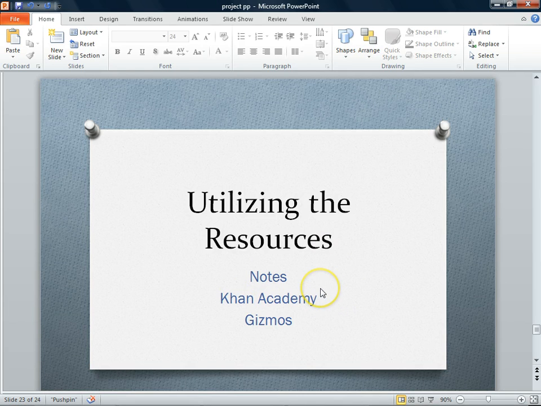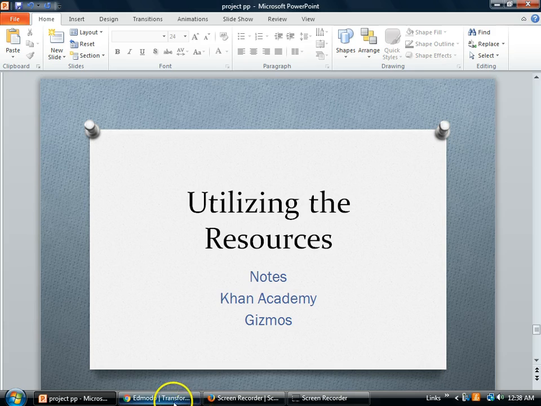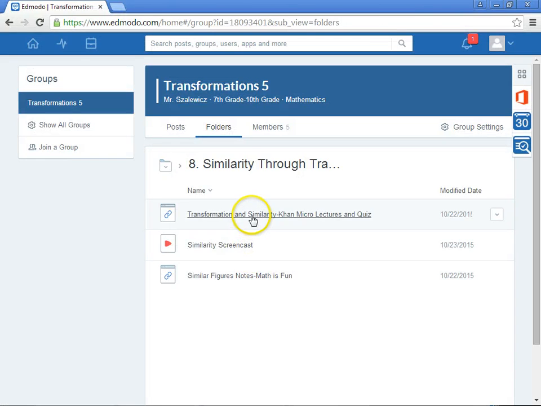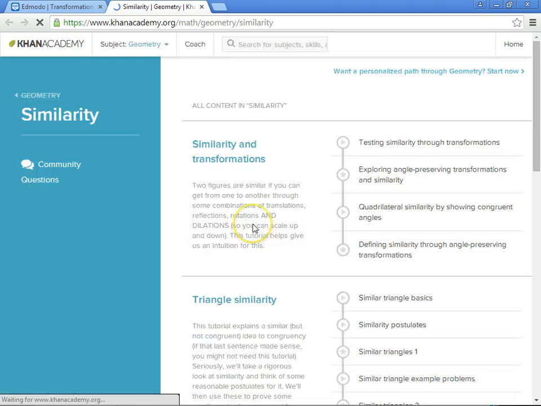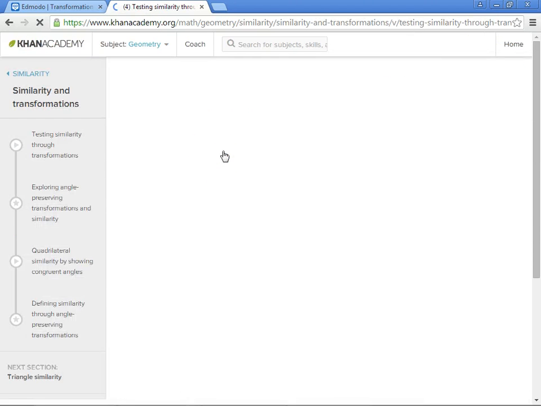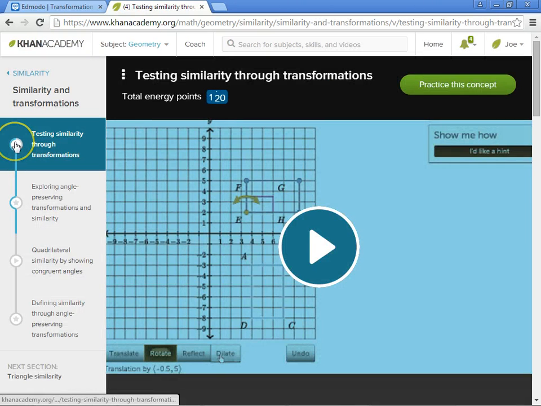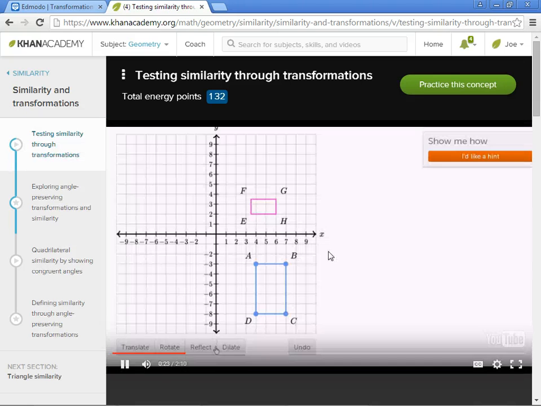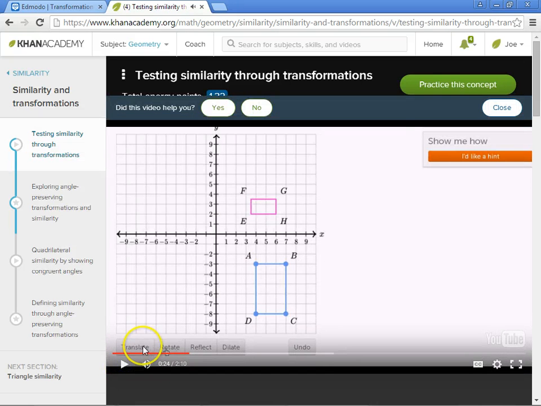Our next resource is the Khan Academy website, and we'll load that up. It takes us right to our similarity and transformations page, and in this section there's just the one video, but it's a critical video to understand the steps involved in transforming the figure. And it's trial and error. I mean, the gizmo, you'll get better as you go on and practice.